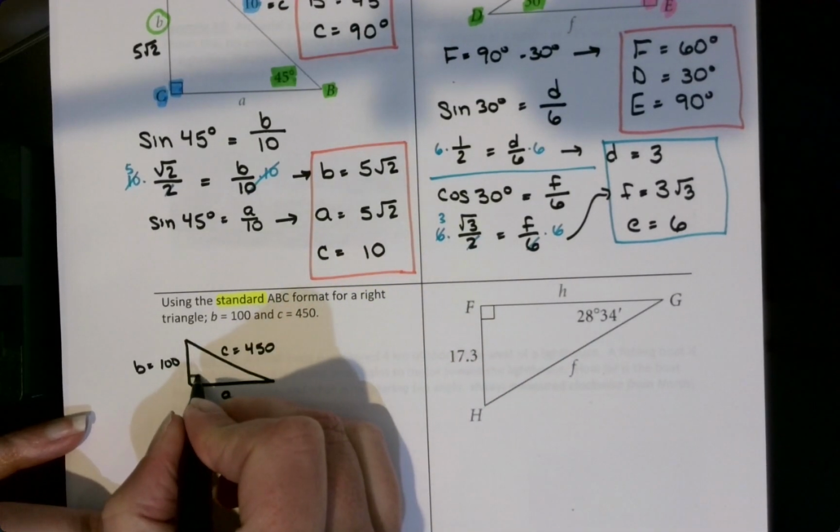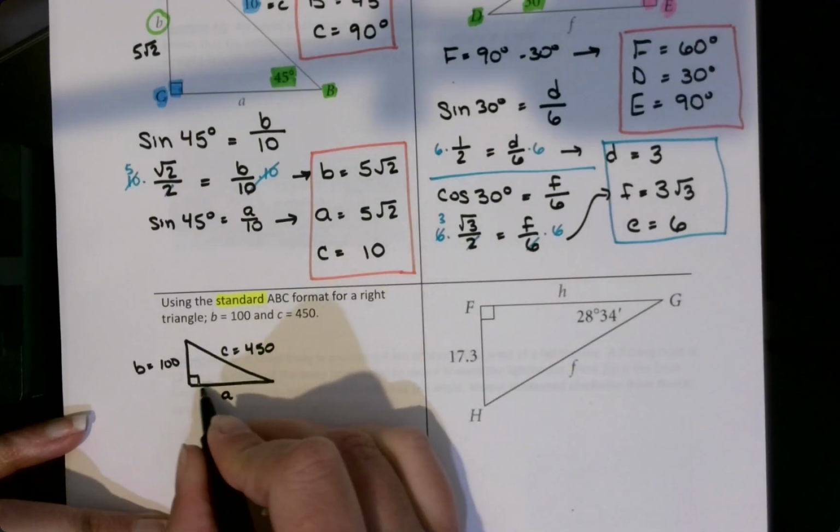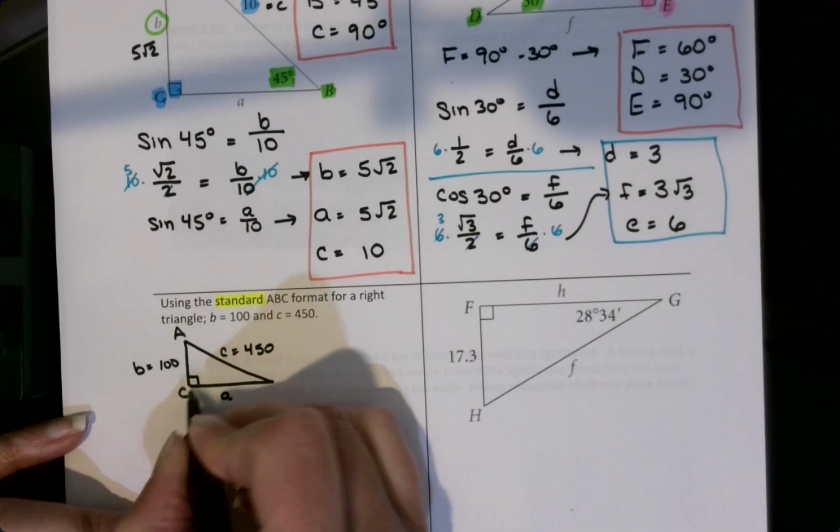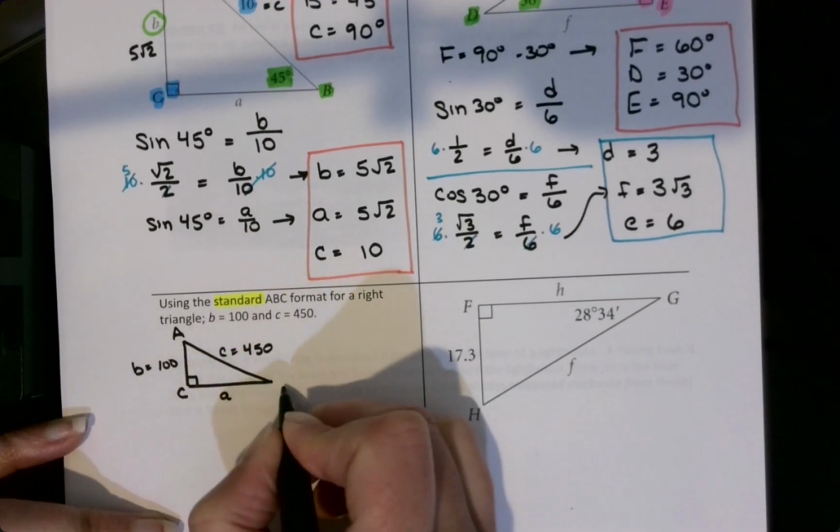This has to be my right angle. If this is the side labeled A, this has to be the angle capital A, this has to be the angle capital C, and this has to be the angle capital B.